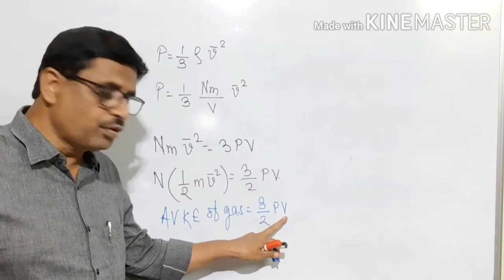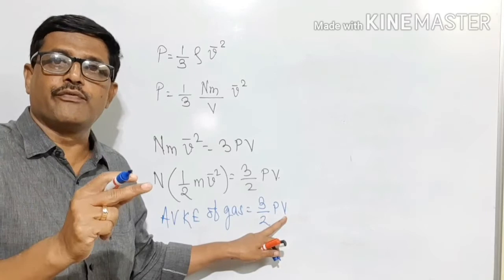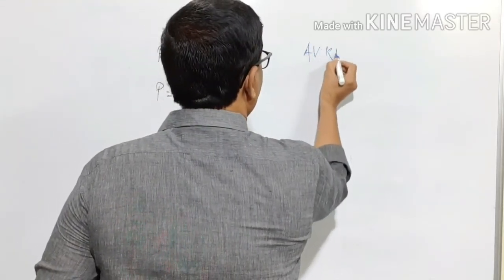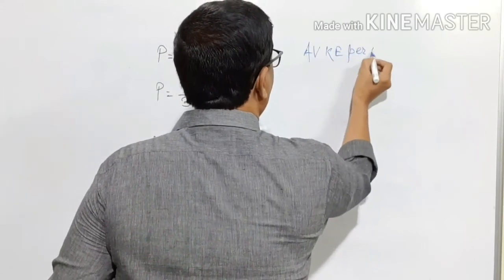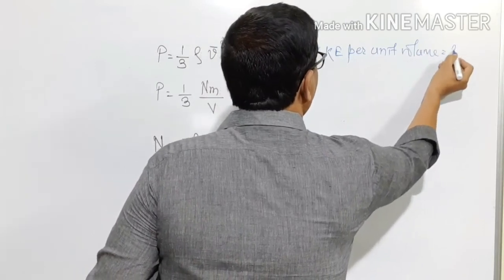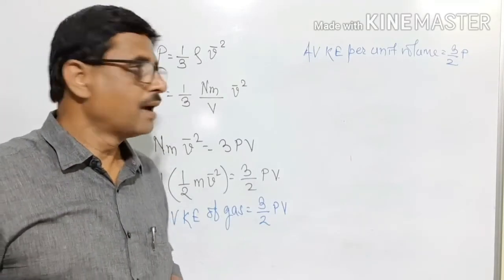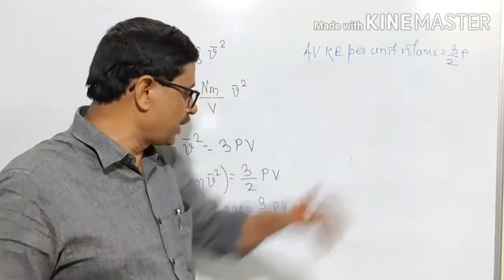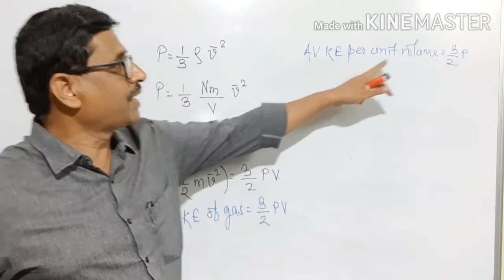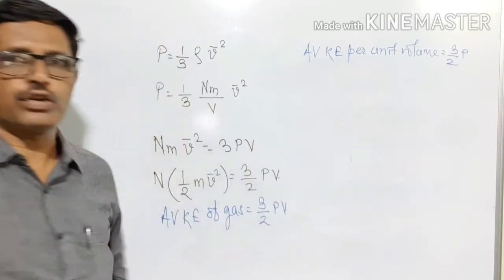Now, if the volume of a gas is a unit volume, 1 meter cube, then I will write the same equation as average kinetic energy per unit volume is equal to 3 by 2 into P. For unit volume, this average kinetic energy per unit volume is 3 by 2 P. Here, the volume we are taking as a unit volume.